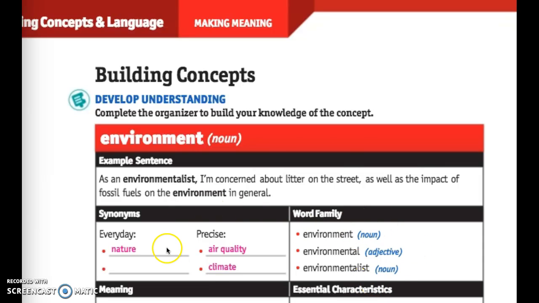So if environment means something along the lines of nature or air quality, environmental is an adjective that describes the place, nature, what's going on around you. And an environmentalist, whenever you see the IST, that means it's a person, right? So a noun is a person, place, or thing. It must be a person that's really concerned with nature or the air quality. Notice here in the example sentence it says, as an environmentalist or a person concerned with nature, I'm concerned about litter on the street, as well as the impact of fossil fuels on the air quality or on the climate in general.